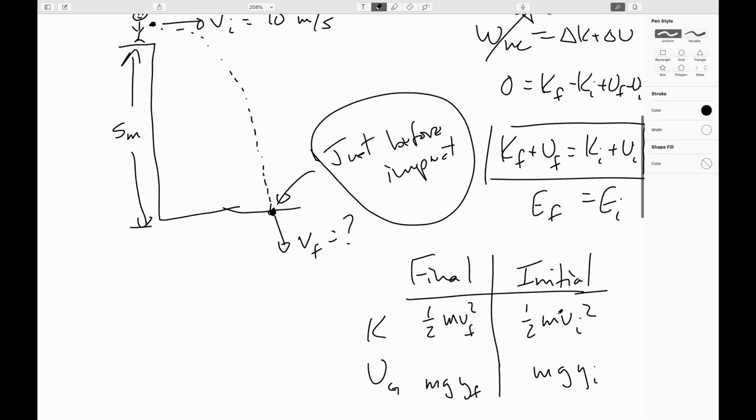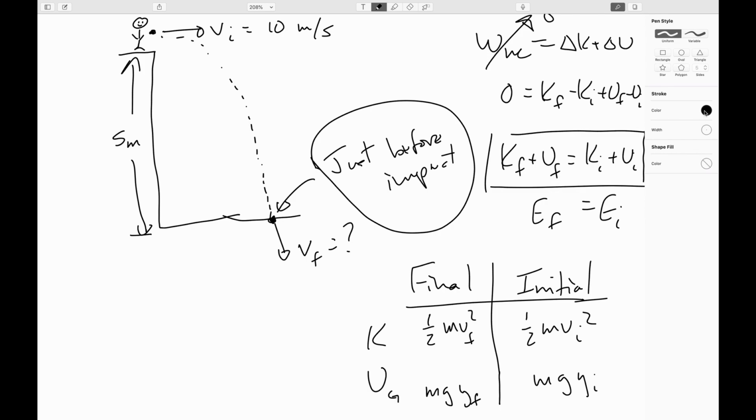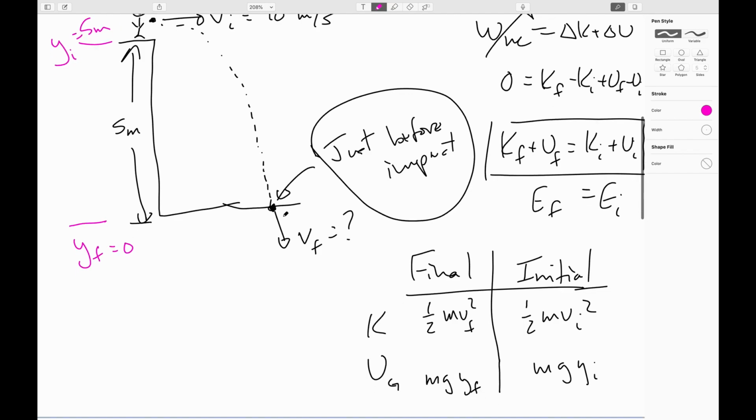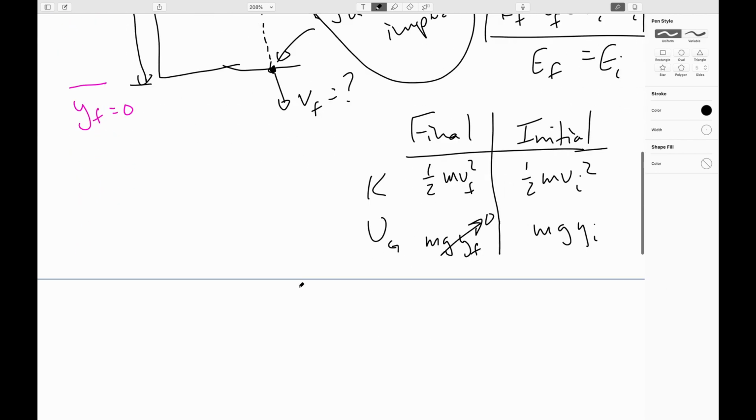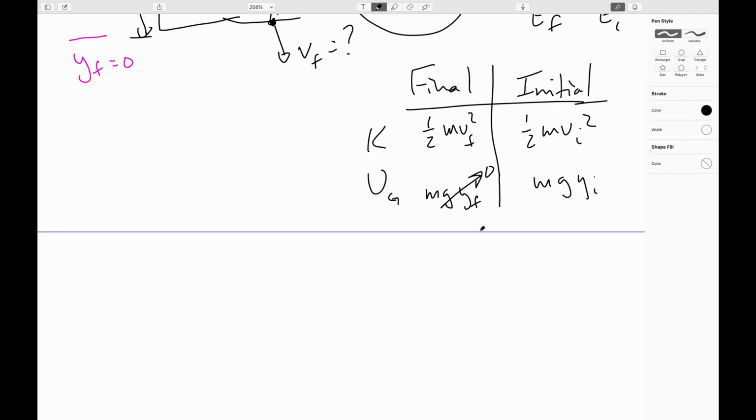And here's where it's talking about that since you're free to choose where y equals 0 with gravitational potential energy, let's say that y final at the bottom of the problem here is 0. This will make y initial equal to 5 meters, but at least it gets rid of one of my potential energy expressions. So by setting y final to be 0 at the bottom, that makes the potential energy 0 at the bottom. Then what you do is you just add up the columns.